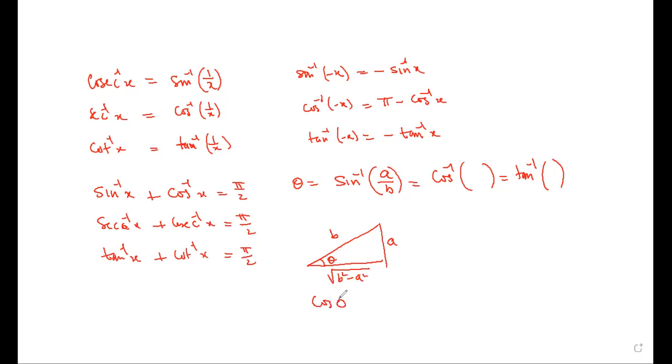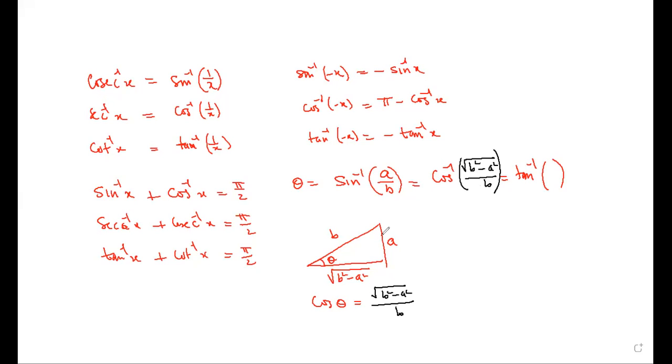So what will be cos theta now? Cos theta is the adjacent side upon the hypotenuse, so cos inverse will be root of B square minus A square upon B.